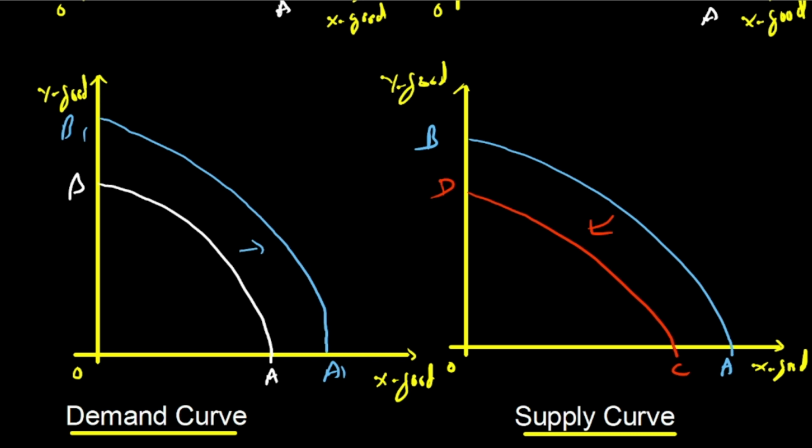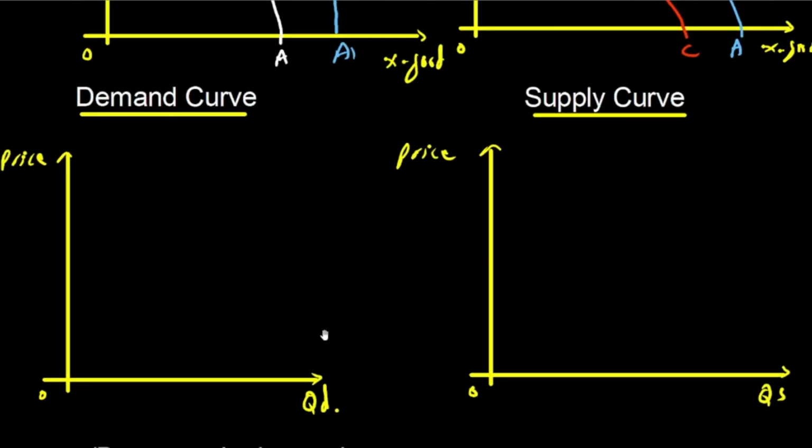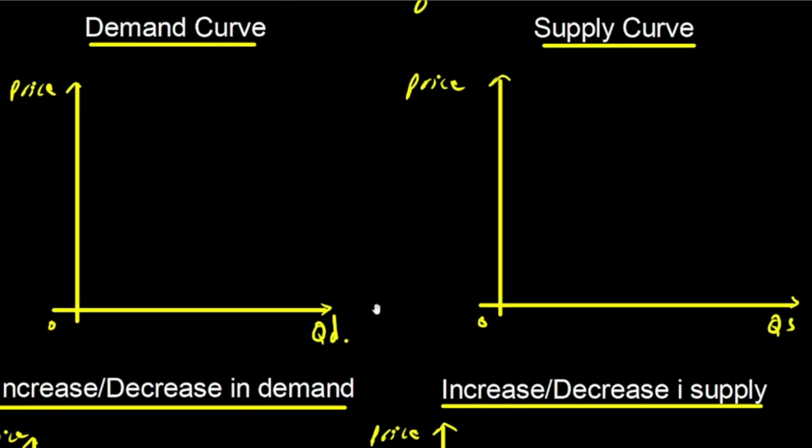Now moving to the demand curve. Demand is the willingness and ability of the consumers to buy a certain product at a given market price, and the demand curve looks like this.